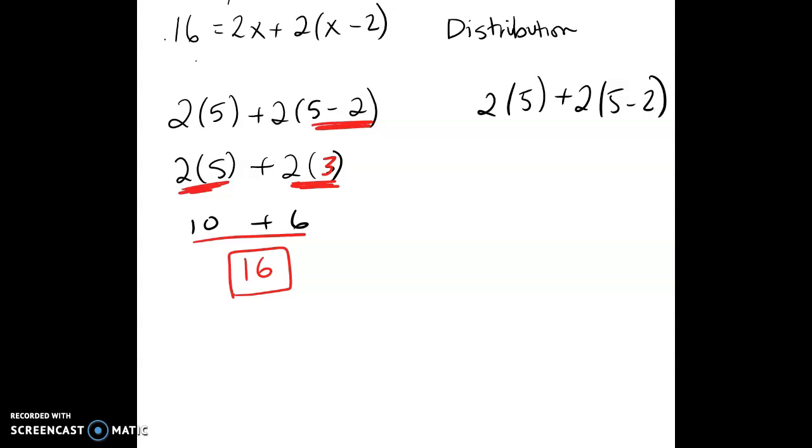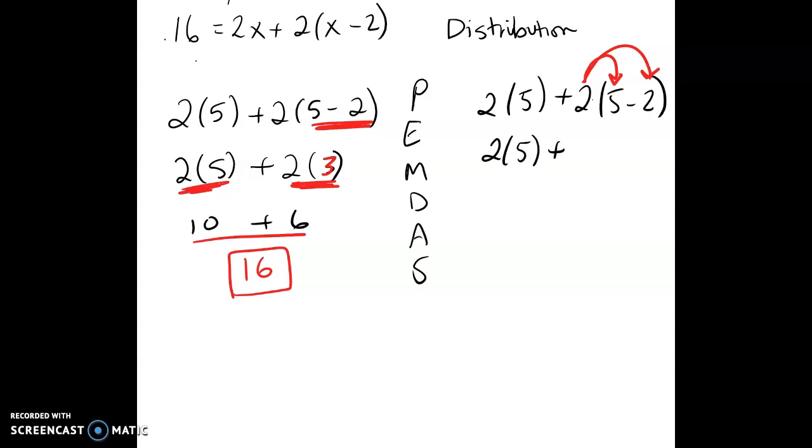So if you wanted to distribute this 2, you could, and you'll end up with the same answer because it is a mathematical rule. If I take the 2 and distribute it to both of these terms, I had to when I was solving because the x value was an unknown. Here I don't have to. I can follow the order of operations and just do the parentheses first. But let's say you didn't notice the parentheses and you wanted to distribute, you could do this.